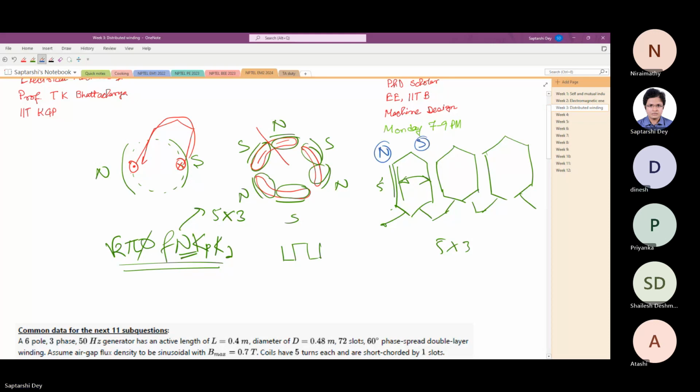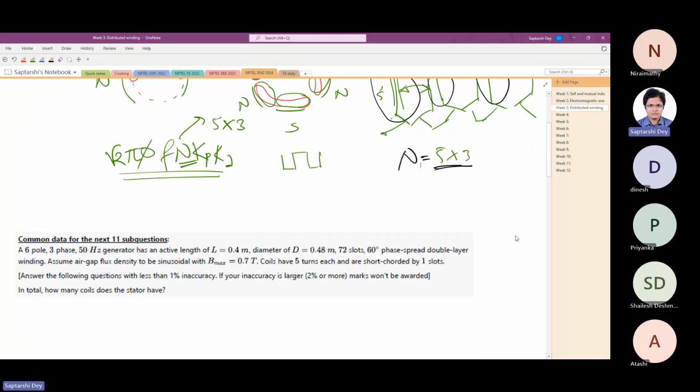Yes, sir. So again, one coil cannot be completely under one pole, right? So basically the coil group comes out to be the coil side group. So these sides, this side, this side, this side, they form one coil group. 5 into 3 is the N. Okay, sir. We'll see at the end of this problem, there is one step where we have to find out capital N. There we will find out. Okay.